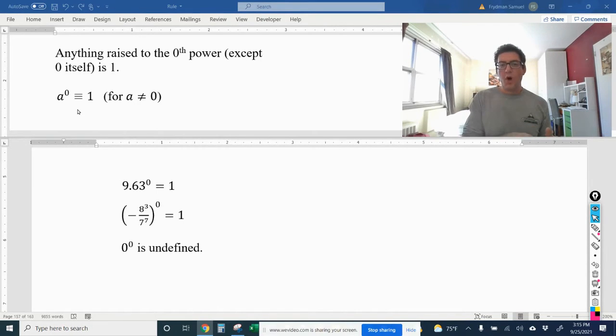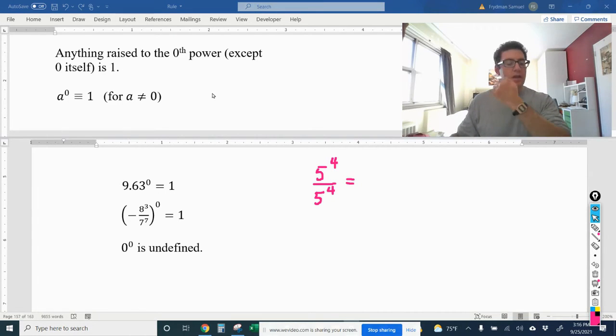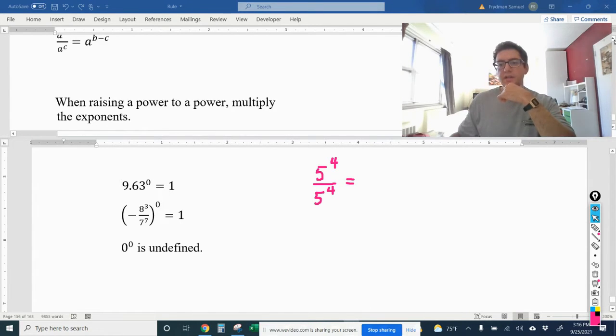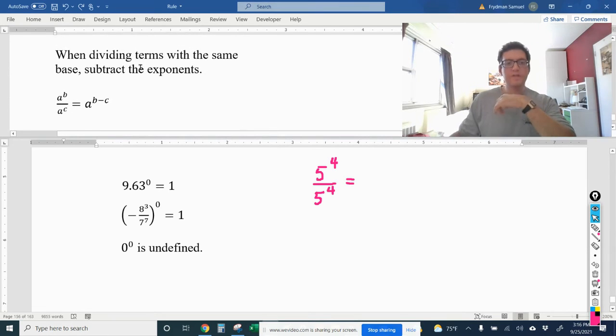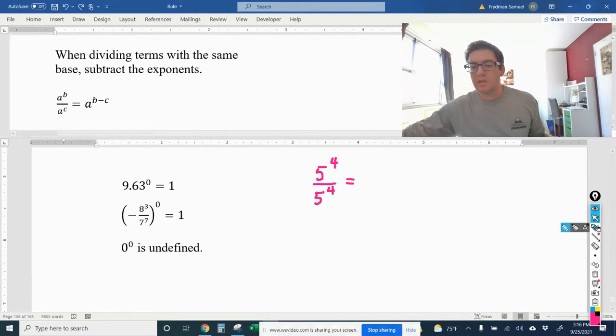Now let's try to understand why this definition was created this way. And to do that, let's look at an example. Let's take this expression, let's say 5 to the 4th power divided by 5 to the 4th power. And let's try to evaluate that, see what it's equal to. And we'll do that in a couple of different ways. One way that we could evaluate that is by looking at one of the rules which we learned in the last video, which is that when we're dividing terms with the same base, we subtract the exponents. Well, here I have the same base, 5 and 5, so I should subtract the exponents.